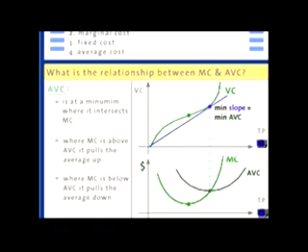Well, the point that you do need to understand, that your teacher will want you to understand, and that really is important intuitively, is that anytime the marginal is below the average, it's pulling it down. And anytime the marginal is above the average, it's pulling it up.